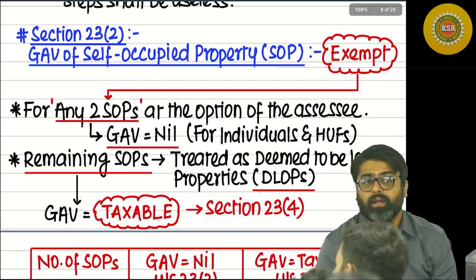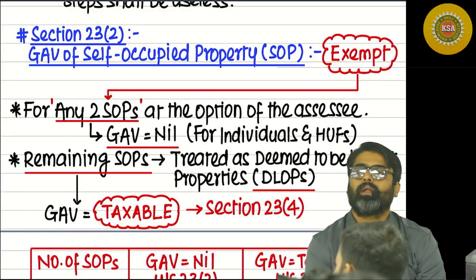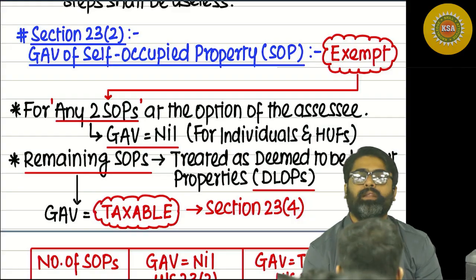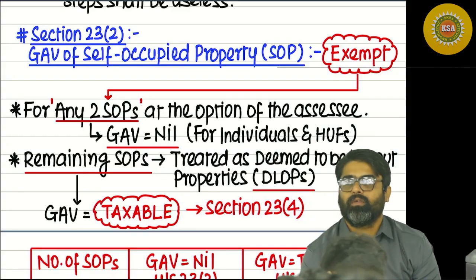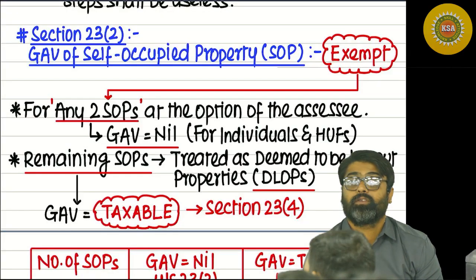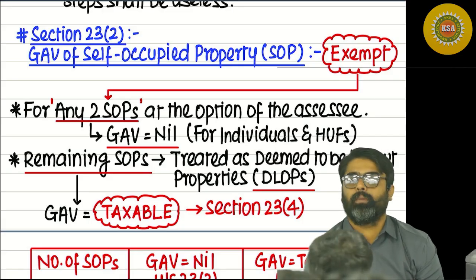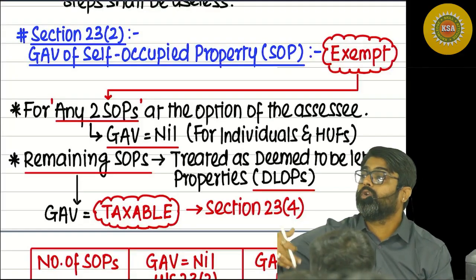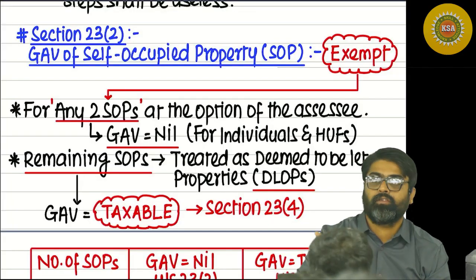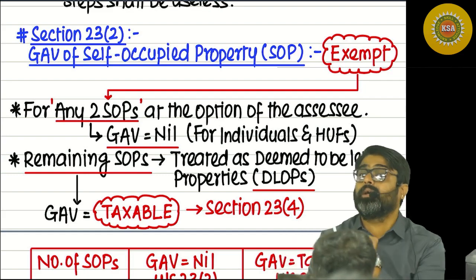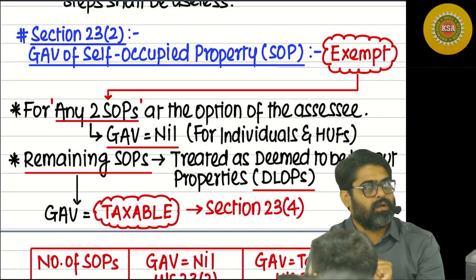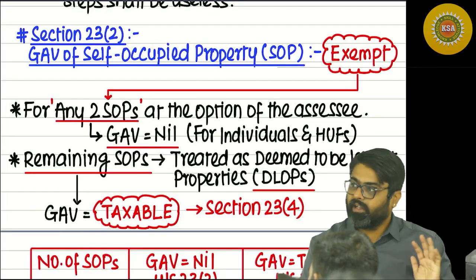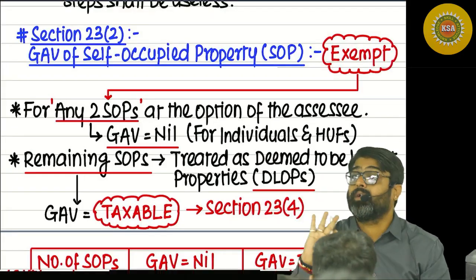Now see, wait. Now 23(1) is done. We know how to calculate the GAV. Now 23(2) talks about which properties? Self-occupied property. I told you in the last lecture which type of properties will be treated as self-occupied property. Number 1, throughout the year used for residence by the assessee or his family members. Number 2, throughout the year kept reserved, so that whenever the assessee wants, he can use it for residence. So he has kept it reserved, but is not taking any monetary benefit.